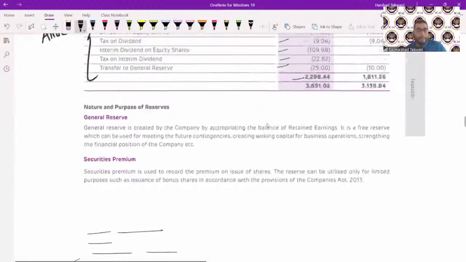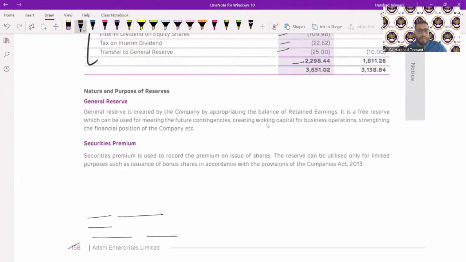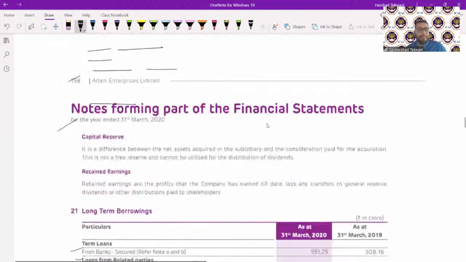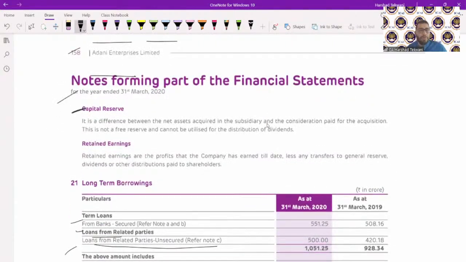Clear? Plus the nature and purpose of the reserves. Like what is general reserve, what is securities premium, capital reserve, retained earnings. So with nature and purpose, they have provided the details of the reserves as per the requirement. Clear? Any doubt till now?